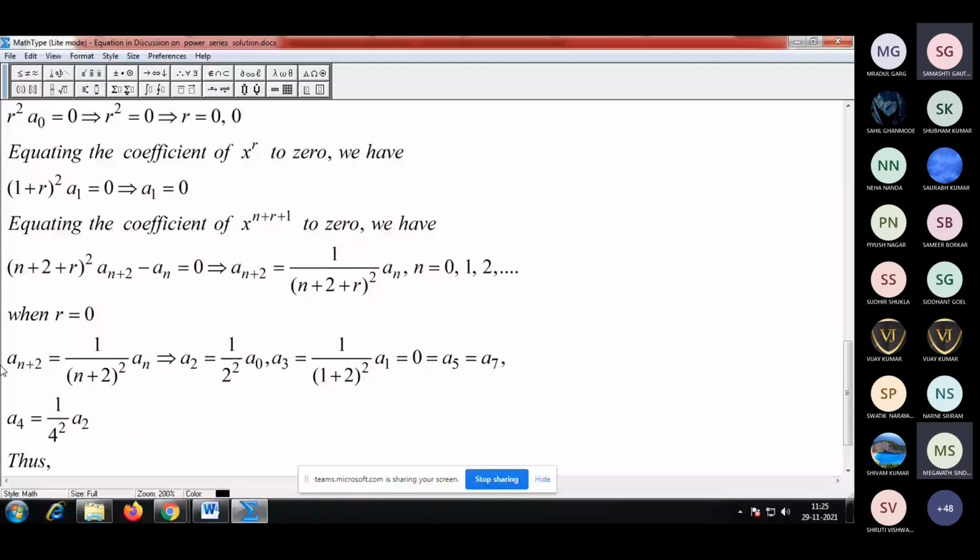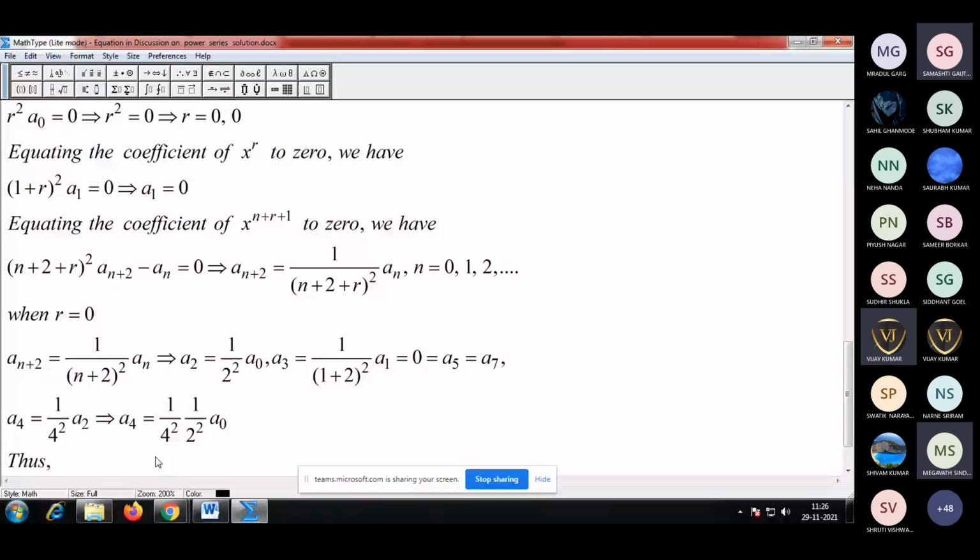And this implies a2 is in terms of a0. So we may say a4 is equal to this one, then a2 is this one. So we may use that value. So 1 by 4 square, 1 by 2 square a0. Similarly, a6 will come 1 by 6 square, 1 by 4 square, 1 by 2 square into a0. So in this way, we got the values of all other constants at r equal to 0.